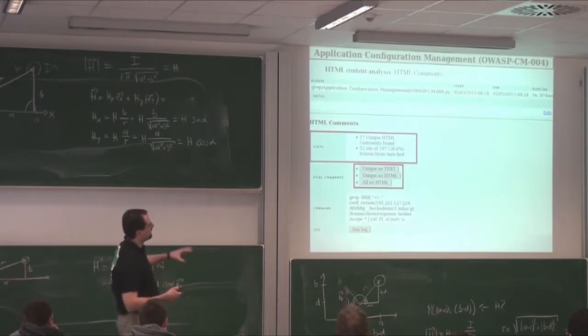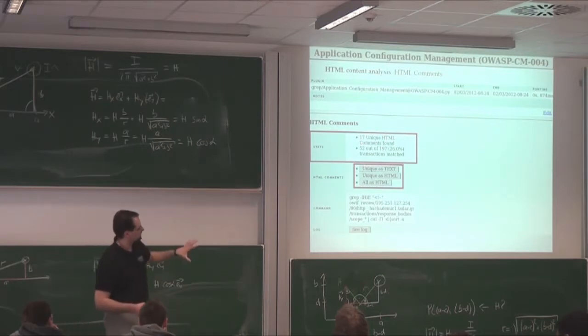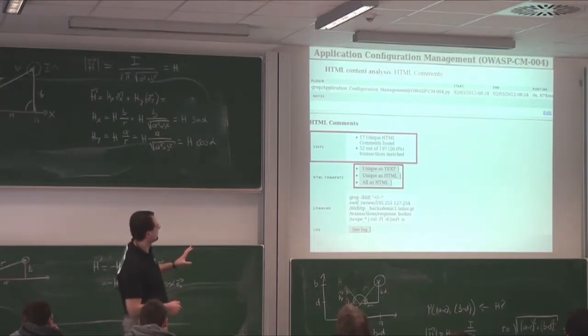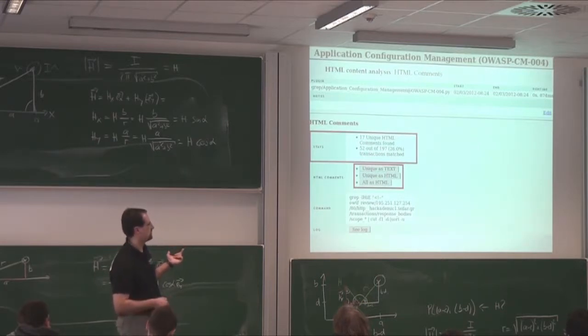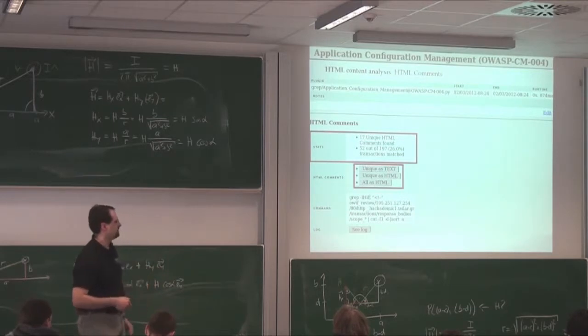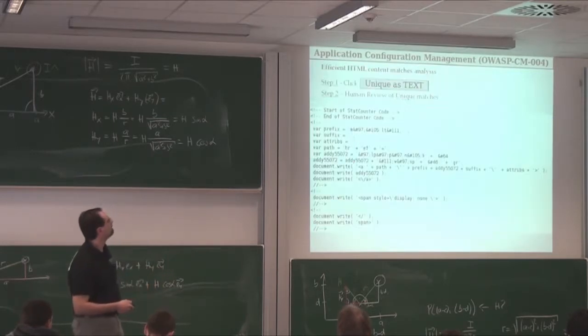Now, for analyzing information in the HTML body, in the response body, we have this interface, and I'm going to explain this once as well. So this is always the same, and you have the basic statistics. In this case, we are looking for comments, and we see 17 unique HTML comments found. We see that 52 out of 200 transactions matched, and we have these three options to review the comments. We can review the unique as text, we can review the unique as HTML, or all as HTML. And you have the command if you want to do some stuff by hand.